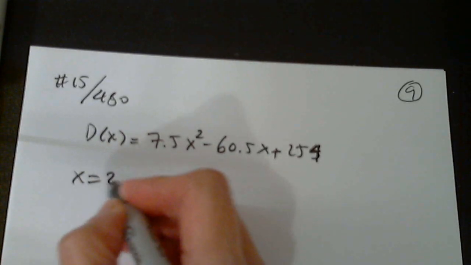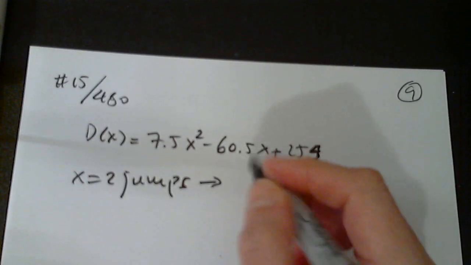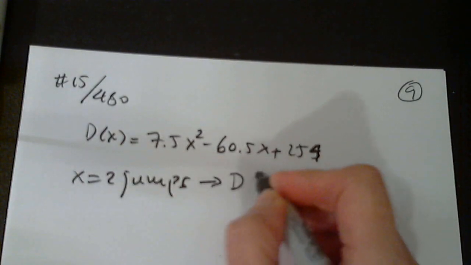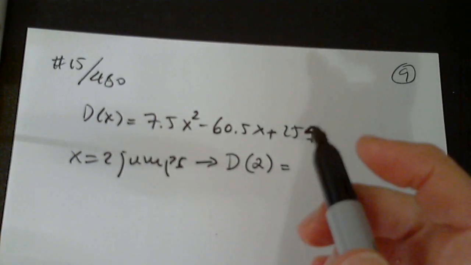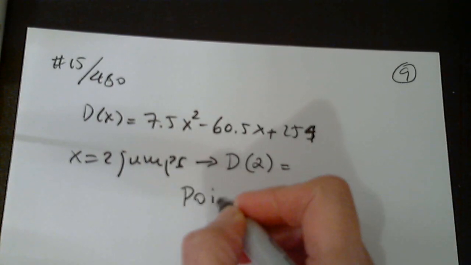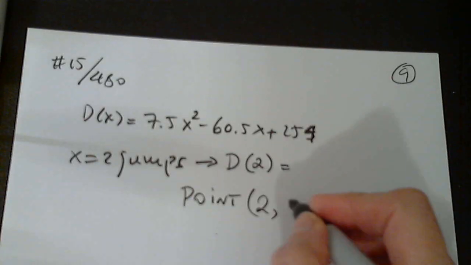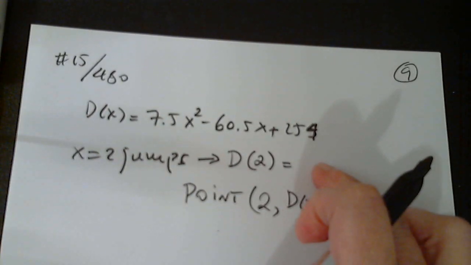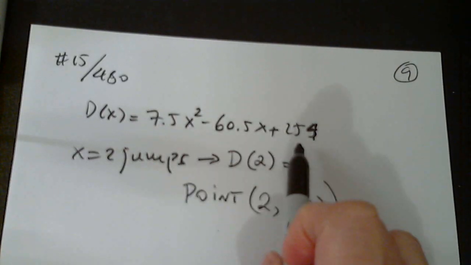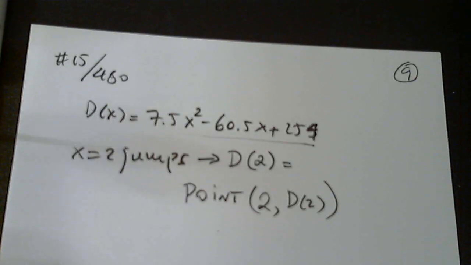So x equals 2 jumps. I have to find the demand for 2. Why? Because I need to find the point. This is not an equilibrium point, but I know x is given to us and y is d of 2. But I have to find it. So of course, I'm not going to do this by hand. I'm going to put this in the graphing calculator and plug in 2.